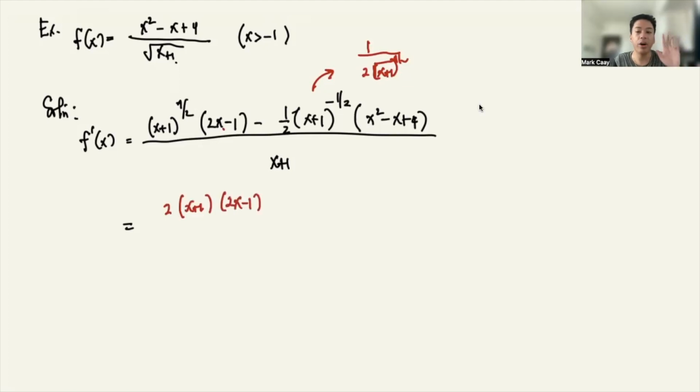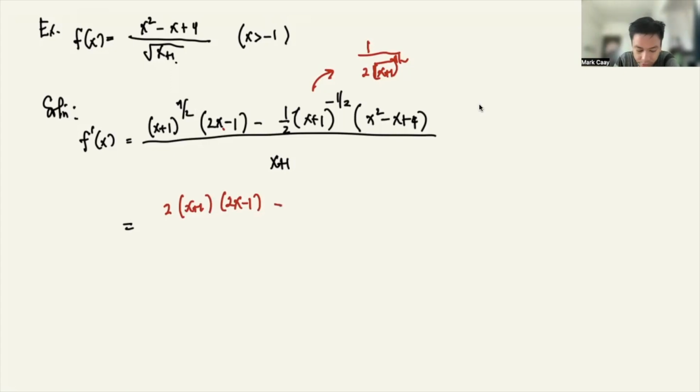Correct me if I'm wrong. Or if you have any question, just comment down there. But this is just algebra. You just manipulate an algebraic expression. So I'm assuming that you're already done with this because you're taking calculus.